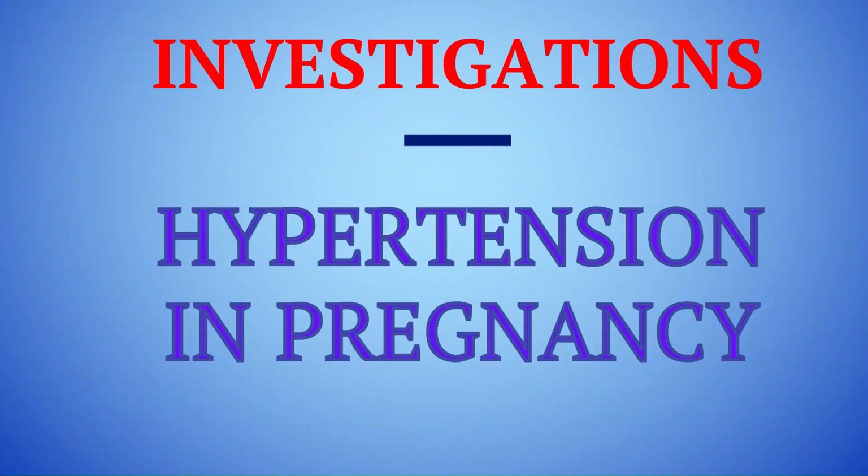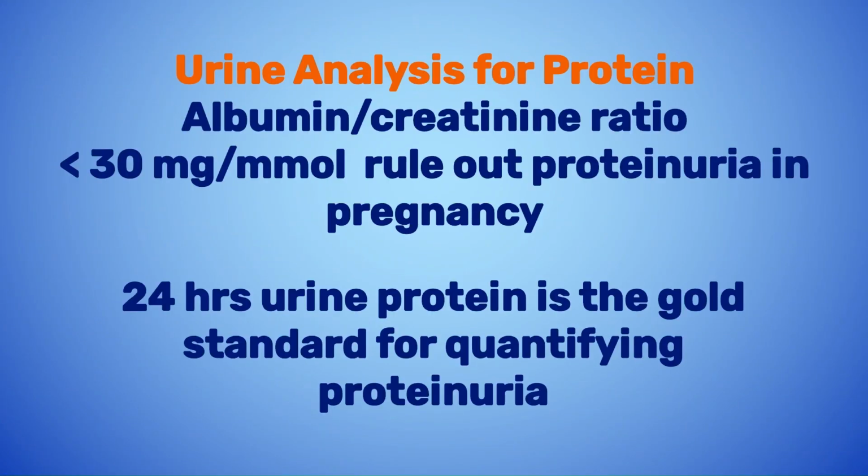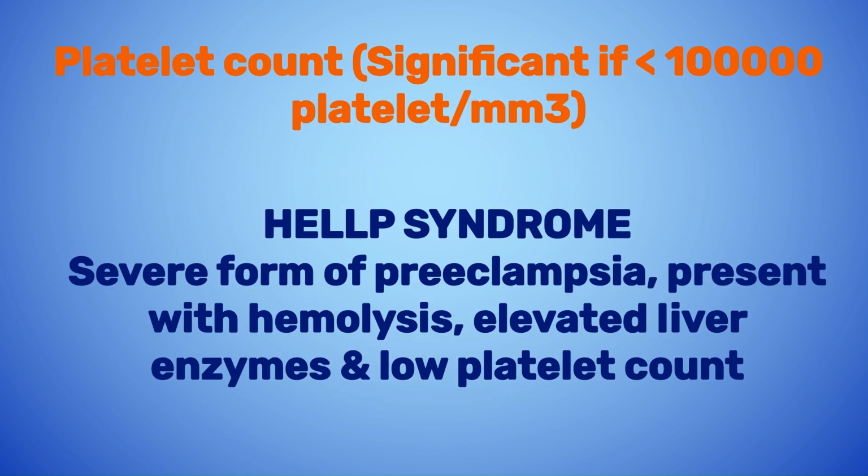Hypertension in pregnancy, important investigations. Urine analysis for protein. Albumin creatinine ratio less than 30 mg per millimole will rule out proteinuria in pregnancy. 24 hour urine protein is the gold standard for quantifying proteinuria. Another investigation is platelet count. If it is less than 1 lakh, then only it is significant.